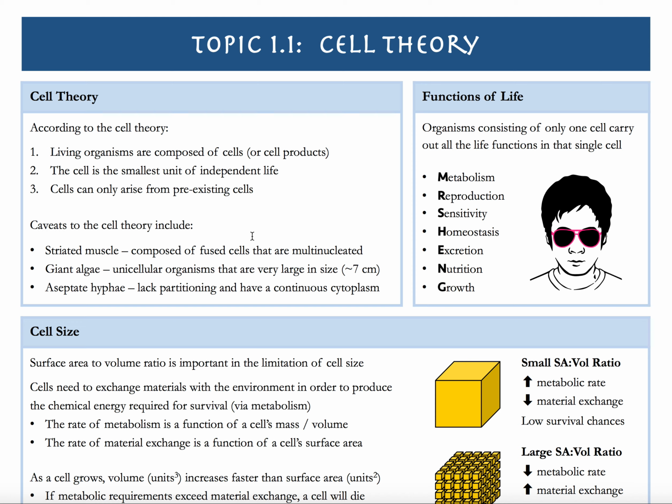For those who did IGCSE biology before, or some basic science, they know that if you are alive, there will be metabolism, reproduction, and sensitivity, which means it can detect stimuli. Homeostasis basically means controlling the internal environment. They will excrete waste. For example, humans excrete CO2 and urea with the help of our kidneys. We have to take in food, and we grow bigger.